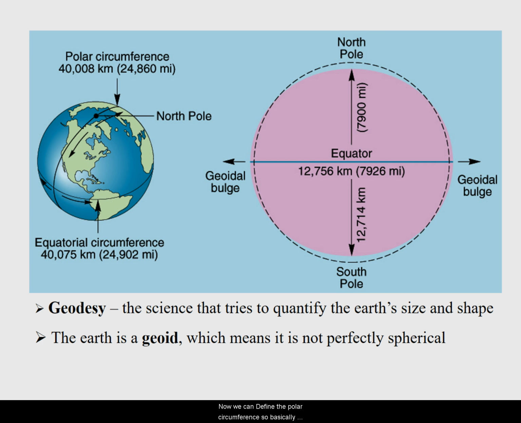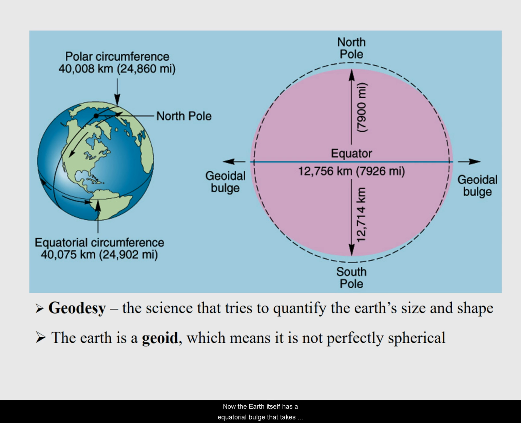Now we can define the polar circumference, so basically the distance around from pole to pole, as being 24,860. Now you may decide that the two numbers do not match up. Well, that's because the Earth is not a perfect sphere. Now, when we talk about the science that tries to quantify the Earth's size and shape, this is called geodesy. And when we talk about the Earth not being a perfect sphere, we talk about this as being a geoid, which means it's not perfectly spherical.